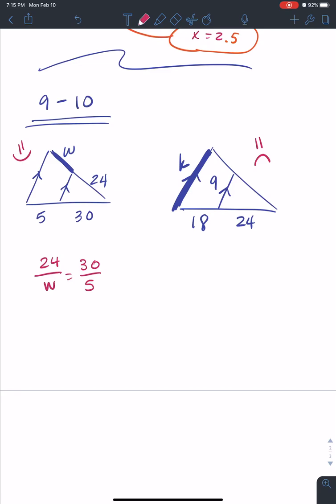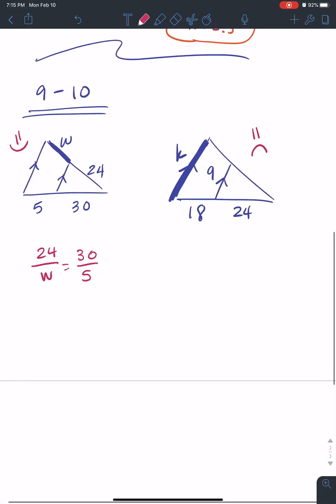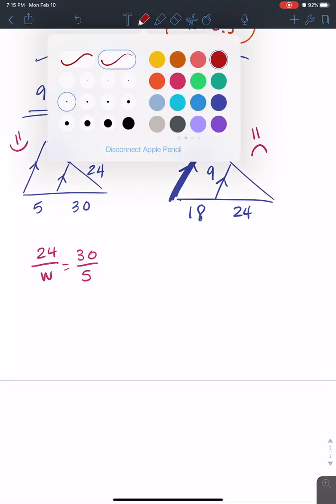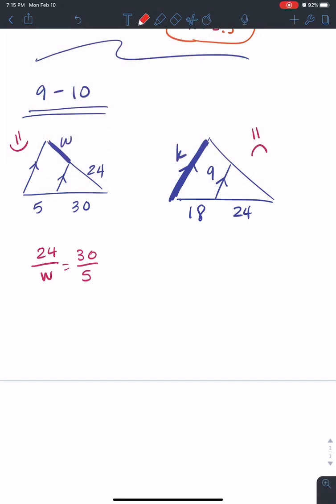For this next one, I'm going to do this in red, so don't do this. This is what not to do. In fact, what most people did for their mistake was K over 9 equals 18 over 24. Now you might be thinking that's the exact same as what we did before, and you said that was okay, but they're not the exact same.